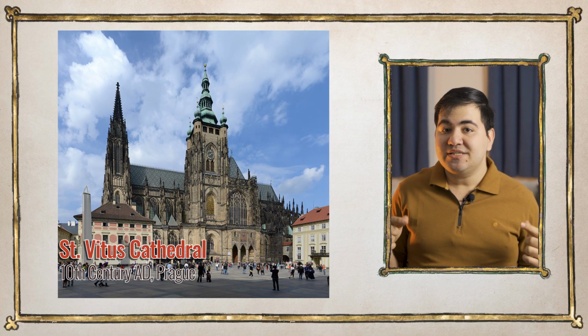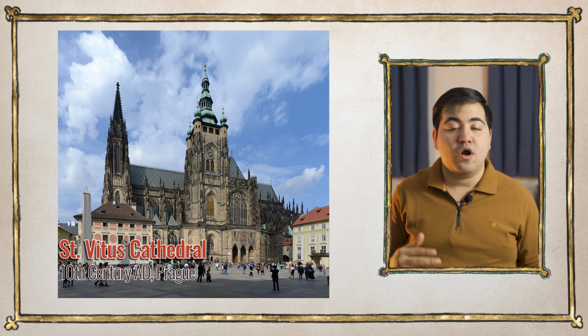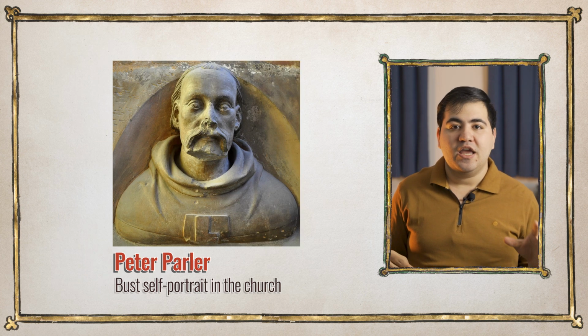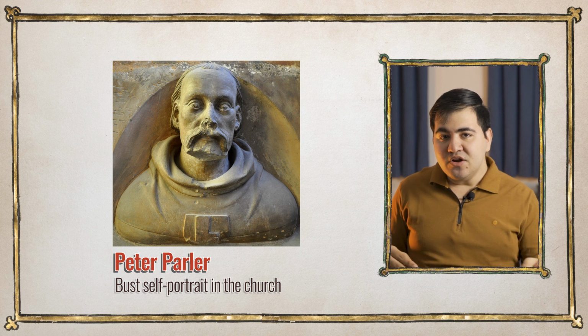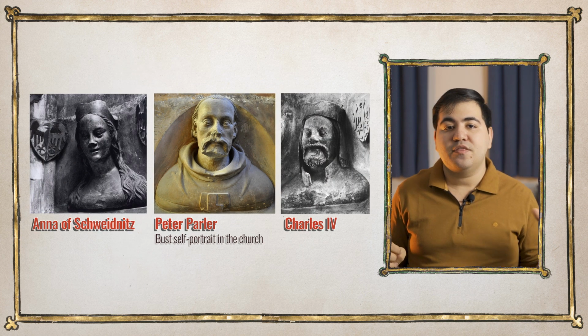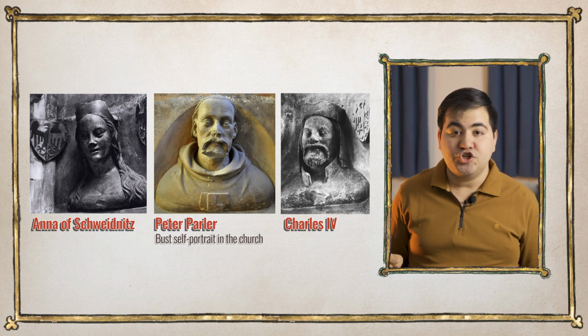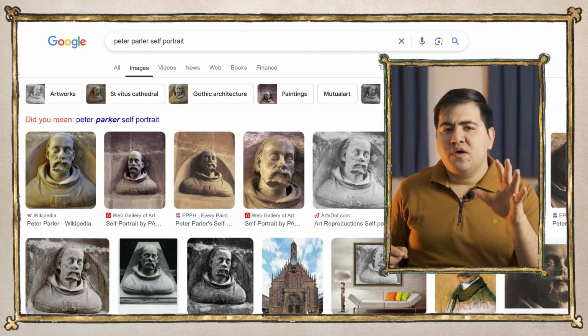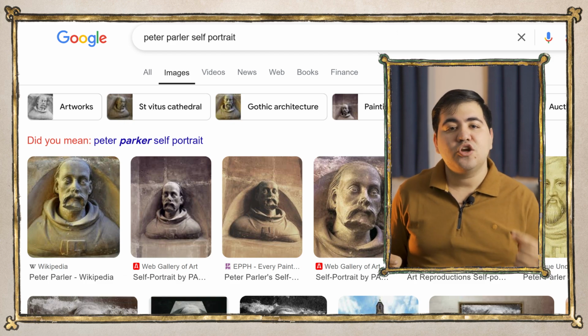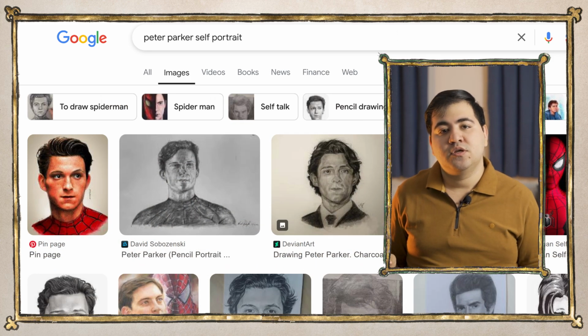Something similar happens in St. Vitus Cathedral in Prague, made by master mason Peter Parler in the mid-14th century. Here he includes his own sculpture among the sculptures of the king and the queen and other high clergymen. Fun note, when I was looking for the work of Peter Parler, Google was insisting on showing me Spider-Man photos.